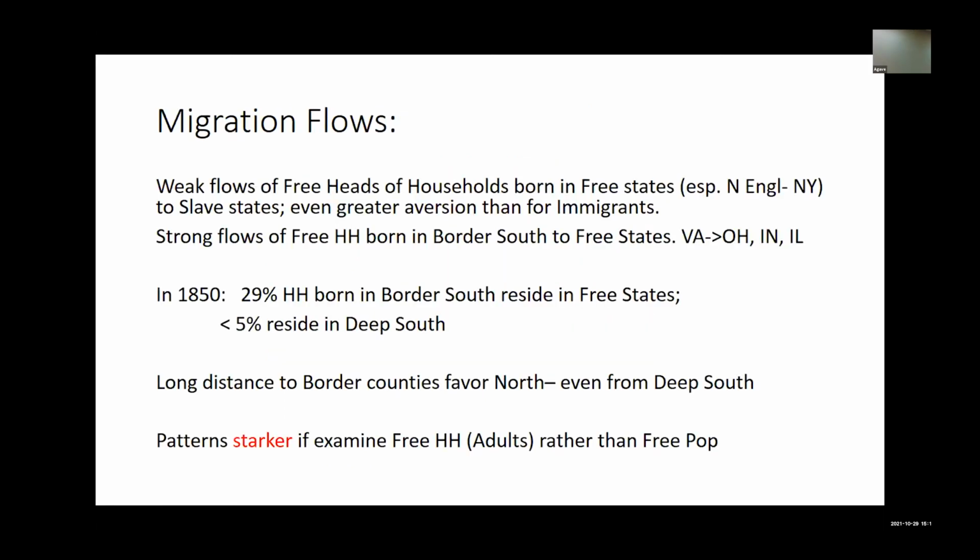And if you look at the migration flows, so we didn't really put this in the paper, there are big flows of free whites out of the border South. So basically 30% of heads of households, you can really see this if you look at heads of households who are born in the upper South, live in the free areas. And that's way more than live in the deep South on the cotton frontier. So they are essentially voting with their feet, choosing to leave.